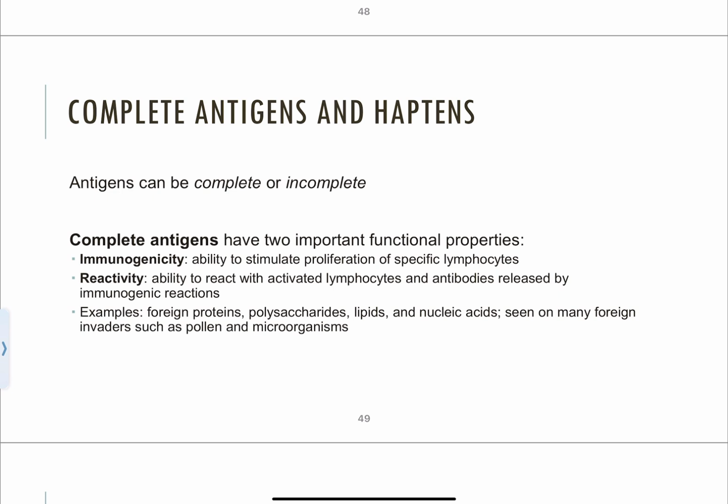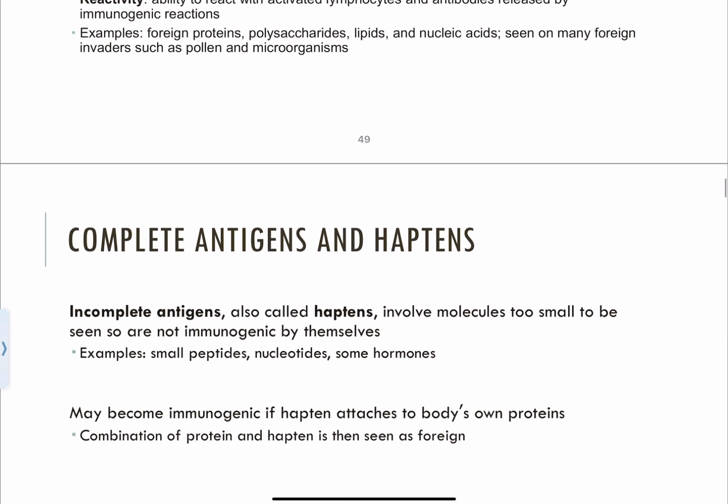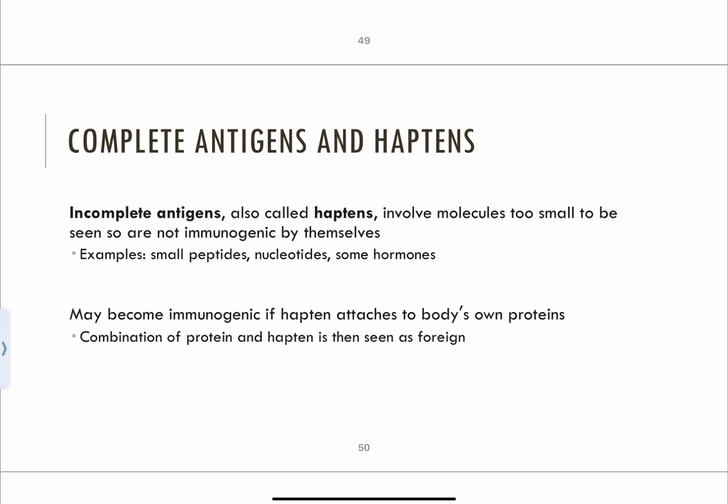So, for example, foreign proteins, polysaccharides, lipids, nucleic acids, those can be seen as foreign invaders, or even things like pollen or other microorganisms. Incomplete antigens or haptens involve molecules that are too small to be seen. So they're not really immunogenic by themselves. One example is small peptides, nucleotides, and some of the hormones.